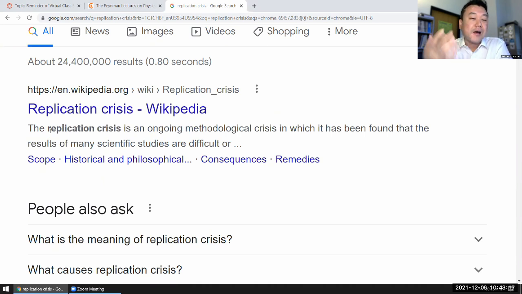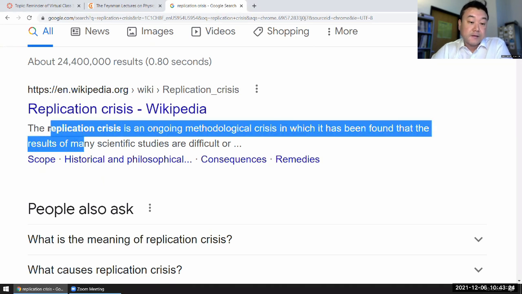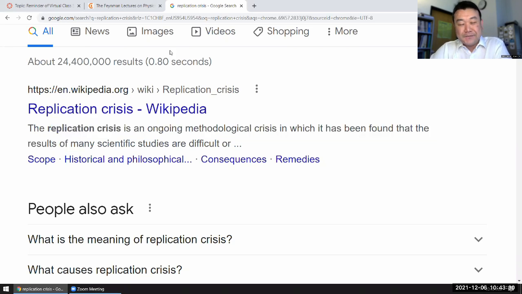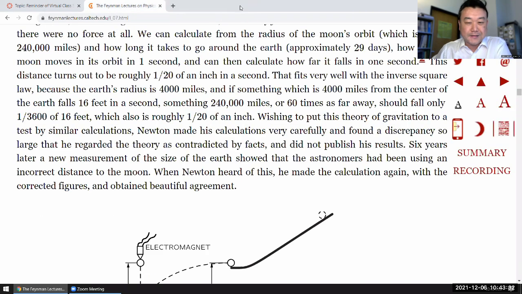It's a problem of knowledge gathering because we rely on this scientific process, and there seem to be results that we thought were reliable, but are not, apparently. So I'll leave that there. It's not really a physics topic.